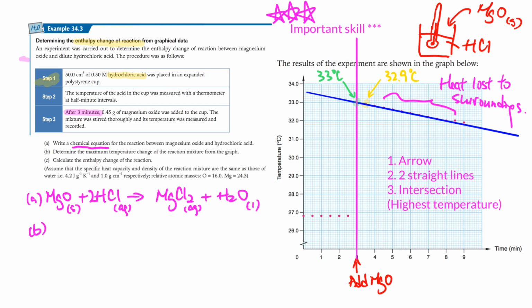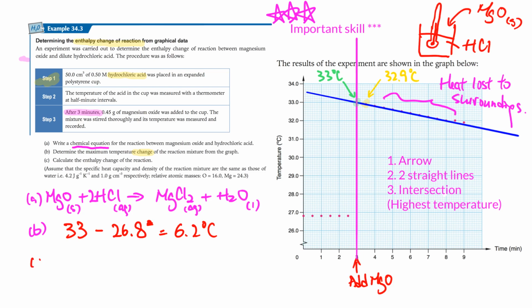Part B, determine the maximum temperature change of the reaction mixture from the graph. Pay attention, right now we're looking for temperature change. So you have to see that we are talking about changes, therefore you need a subtraction. The highest point will be 33 degrees Celsius. The lowest point, we are talking about this one. So this one will be 26.8, I think. 26.8. After subtraction, you'll find that it will be 6.2 degrees Celsius.